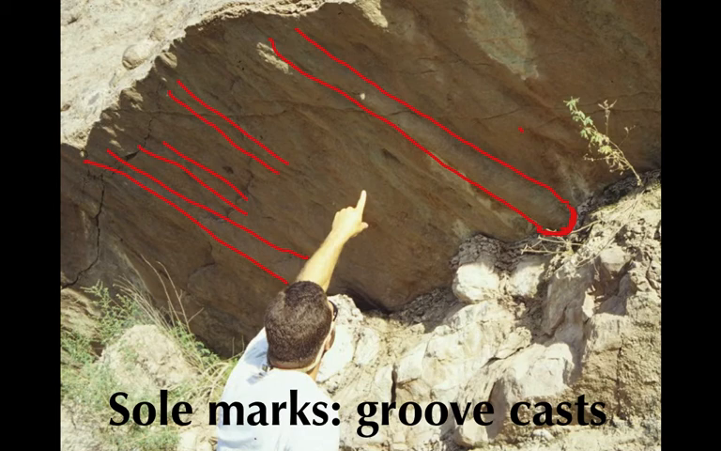Groove casts can either be caused by local erosion due to a very turbulent current, or they can be caused by the current dragging something along the bed and creating a groove in the underlying bed as it goes. But either way, they're filled in by sediment from the overlying bed, and they provide a good indication of current direction. But here we don't know whether the current was going that way or that way, but at least we know that it was one of the two, and it could not have been that way.